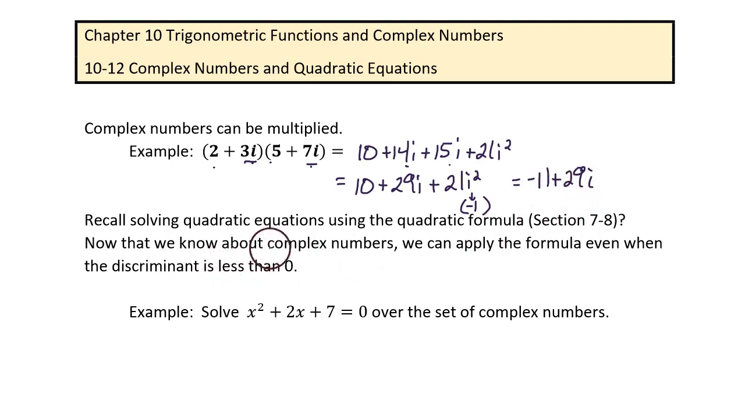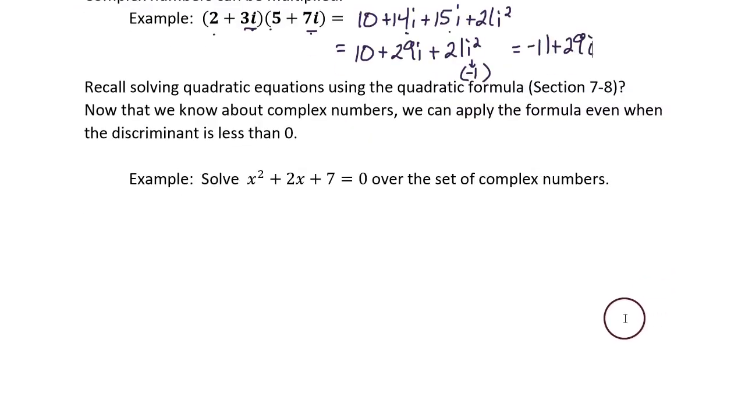Do you remember solving quadratic equations using the quadratic formula? Now that we know about complex numbers, we can use the formula even if the discriminant is less than 0. In that earlier chapter, we learned that the b squared minus 4ac, which is in the square root in the quadratic formula, is called the discriminant.